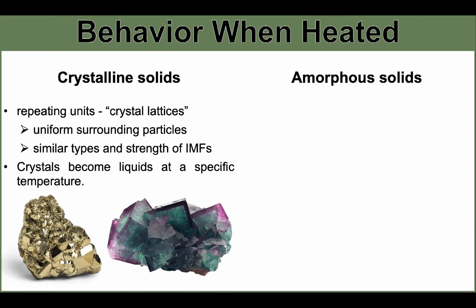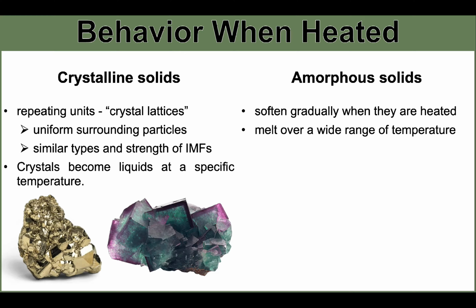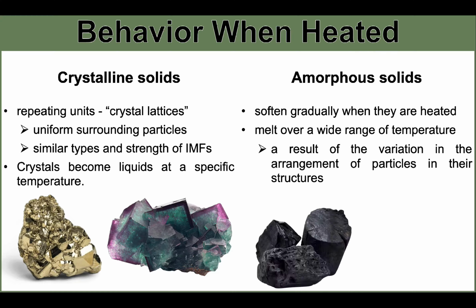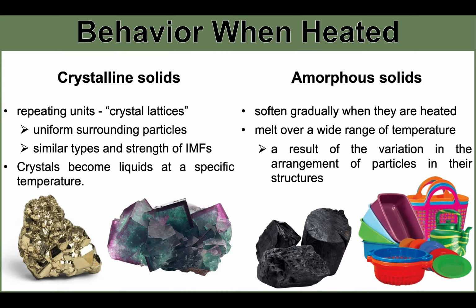At the melting point, physical properties of the crystalline solids change sharply. Examples are pyrite, or the fool's gold, or fluorite. Now, amorphous solids soften gradually when they are heated. They have the tendency to melt over a wide range of temperature. This behavior is a result of the variation in the arrangement of particles in their structures, causing some parts of the solid to melt ahead of other parts. This behavior is noticeable in substances such as coal and plastics, which are both amorphous solids.